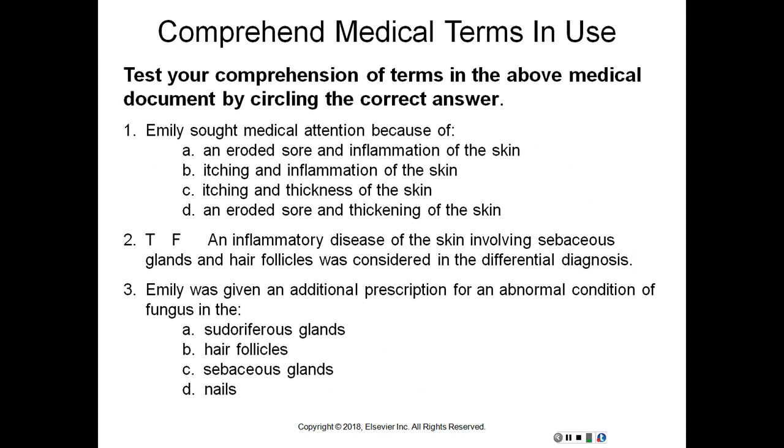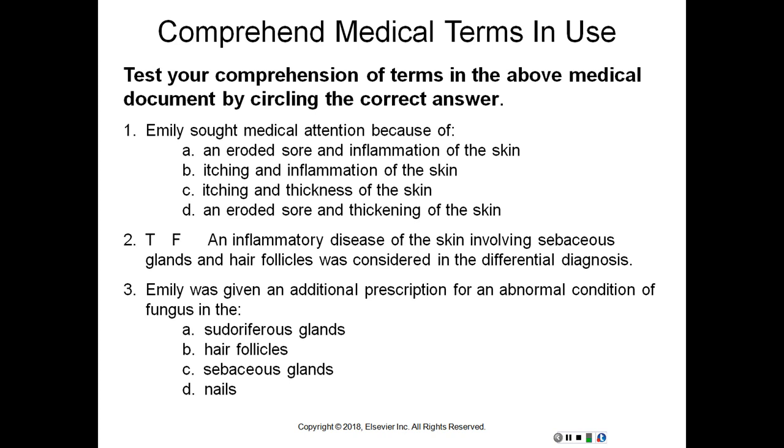Emily sought medical attention because of A, an eroded sore and inflammation of the skin, B, itching and inflammation of the skin, C, itching and thickness of the skin, D, an eroded sore and thickening of the skin. Again, if you need to just pause it and read back through the scenario, that is perfectly fine. But hopefully you chose B for itching and inflammation because she has pruritus. And then inflammation of the skin would be dermatitis.